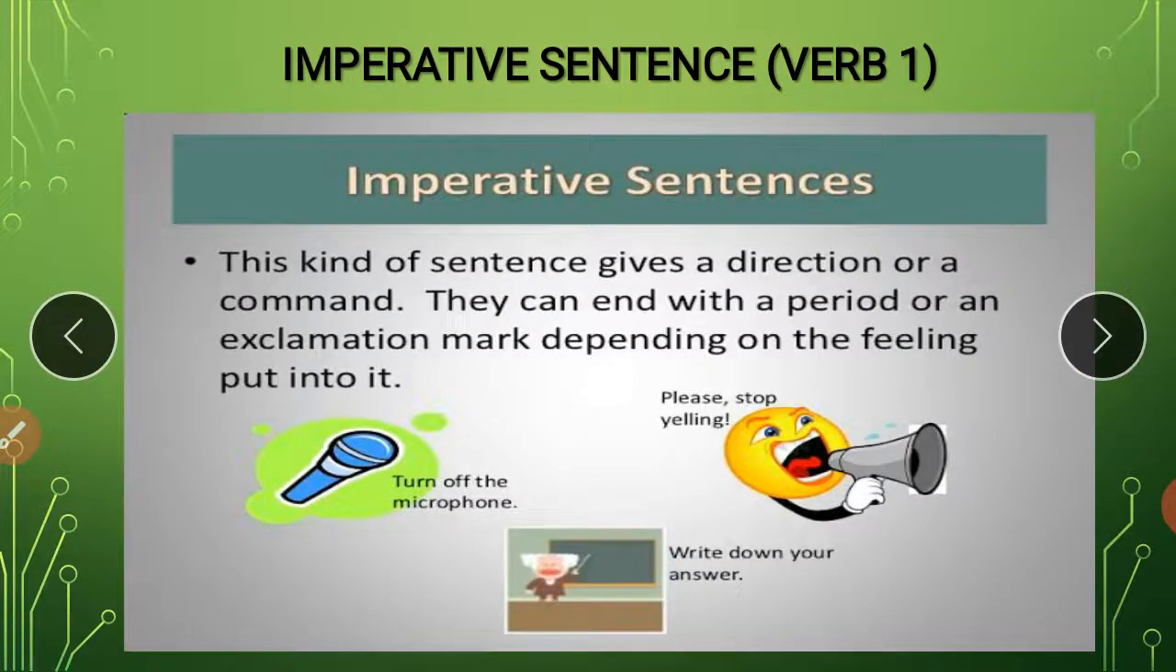We move on to the imperative sentence. An imperative sentence starts with the base form of a verb. It can end with a period or an exclamation mark depending on the feeling put into it. Sometimes it will have an exclamation mark because it depends on the feeling. For example, I give you: please stop yelling. The sentence has an exclamation mark after the word yelling. Okay, for example: turn off the microphone, write down your answer.